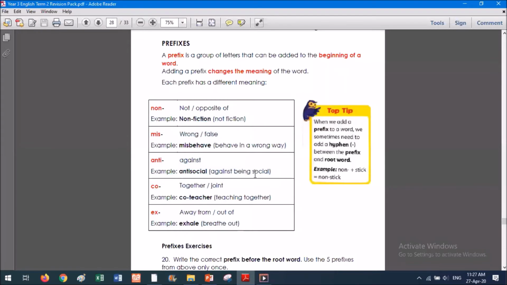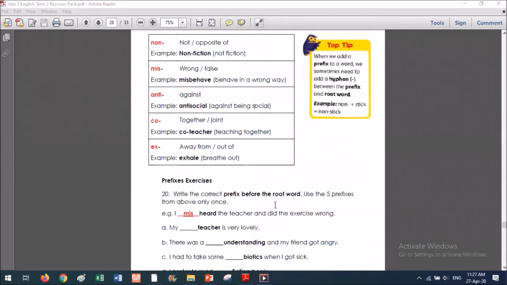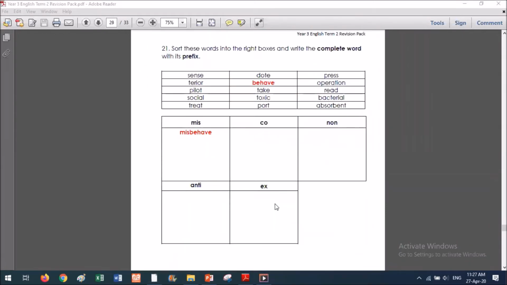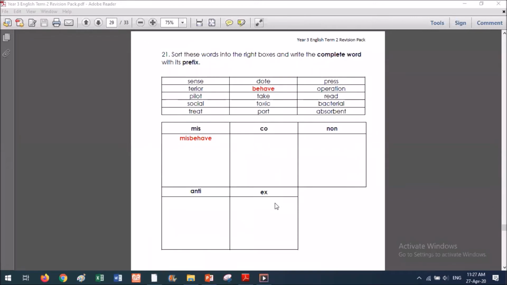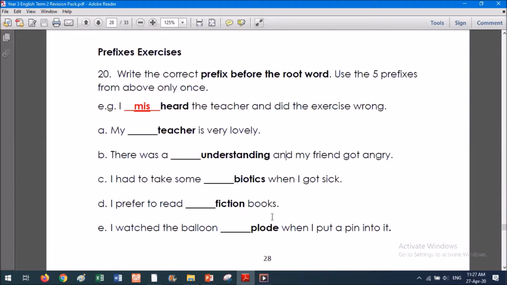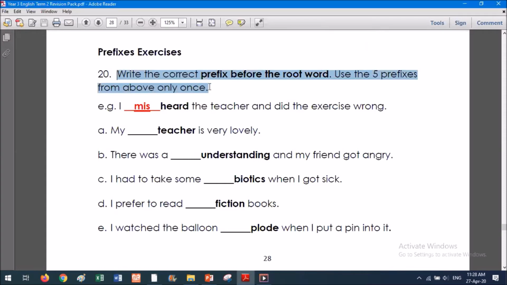So let's go and have a look through some of the exercises, okay? We're going to work on some of these together. So exercise 20 and 21. We're going to work on these ones together, and then you are going to finish them for your homework, and then you need to send me an email. So here are the prefix exercises. Number 20. Write the correct prefix before the root word, and use the 5 prefixes from above only 1 time each.